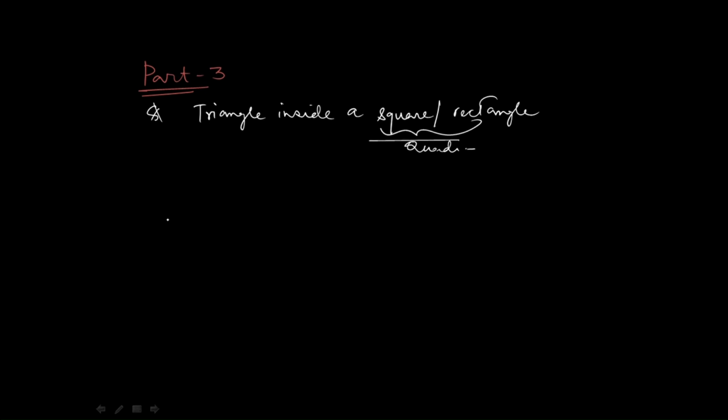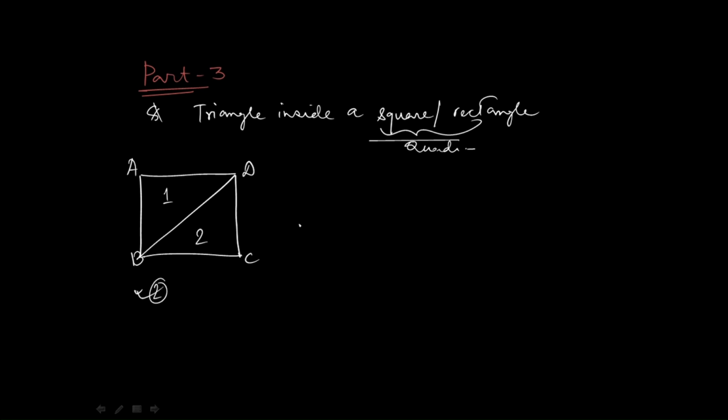Fine. What I'm saying, tell me, how many triangles are there in this figure? Suppose it is a figure A, B, C, and D. How many triangles are there? Basically, there are two triangles. You can see that, 1 and 2. Two triangles are there. Clear?